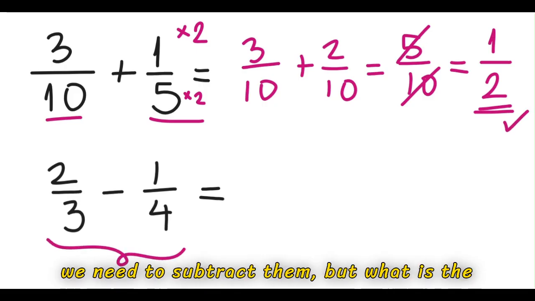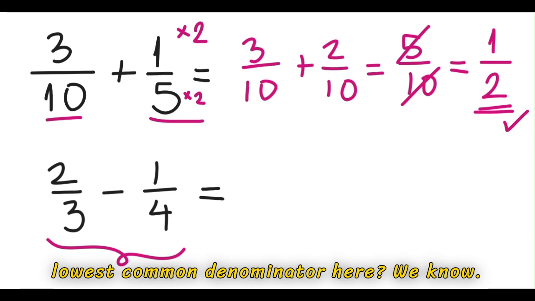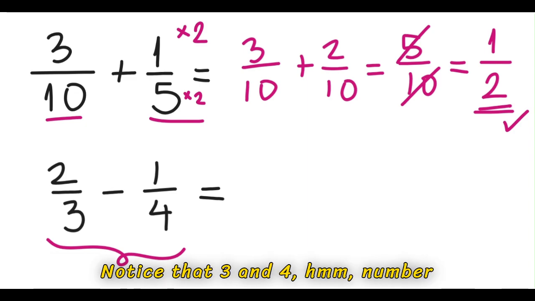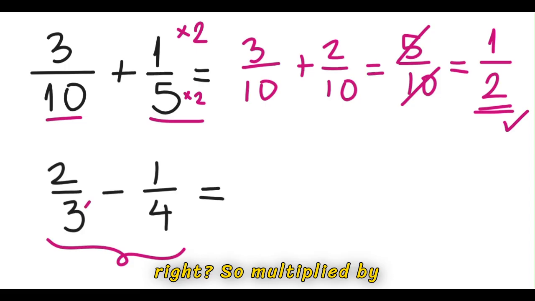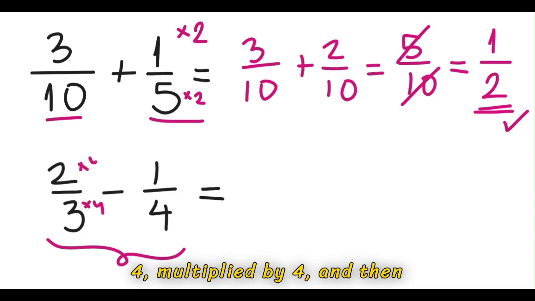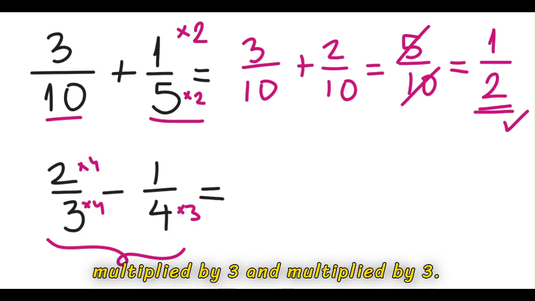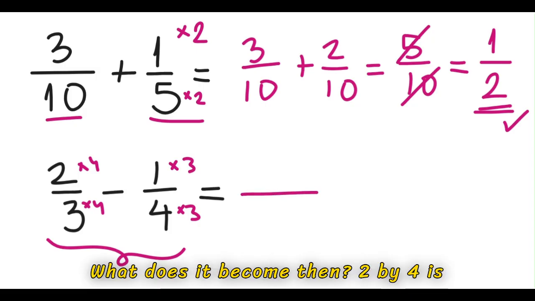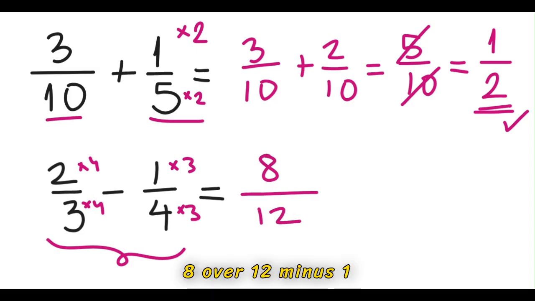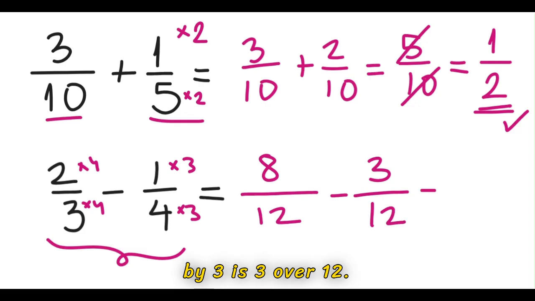Same thing here. We need to subtract them. But what is the lowest common denominator here? We notice that 3 and 4, number 12 is divisible by both 3 and 4, right? So multiply by 4, multiplied by 4, and then multiplied by 3 and multiplied by 3. What does it become then? 2 by 4 is 8 over 12 minus 1 by 3 is 3 over 12.